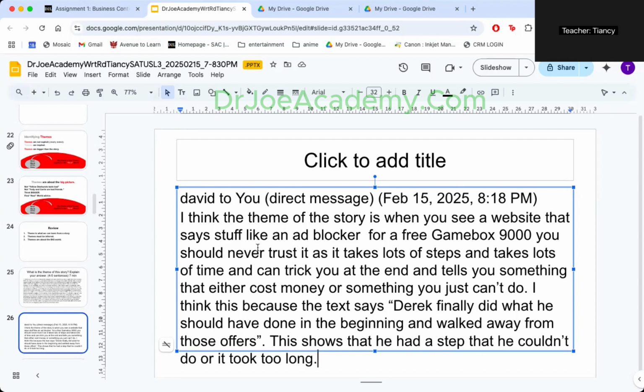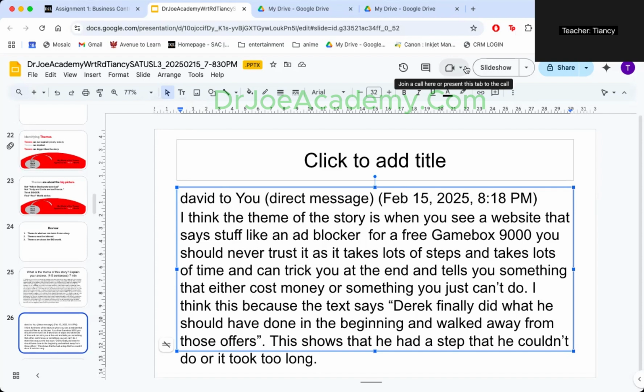David, can you read it? I think the theme of the story is when you see a website that says stuff like an ad blocker for a free game box 9000, you should never trust it as it takes lots of steps and takes lots of time and can trick you at the end and tells you something that either costs money or something you just can't do. I think this because the text says Derek finally did what he should have done in the beginning and walked away from the offers.